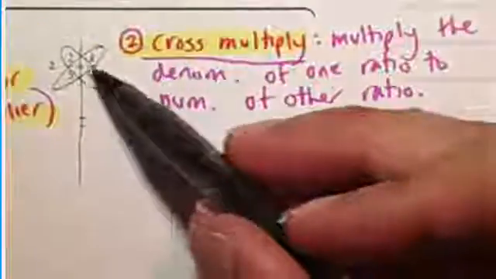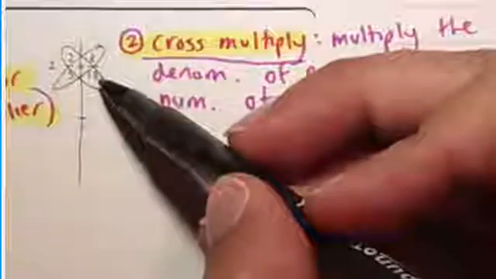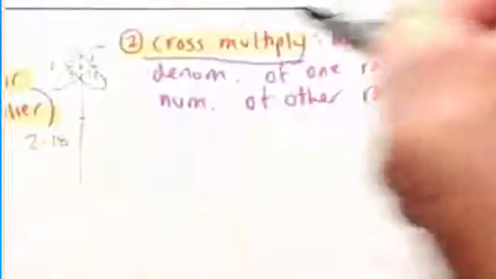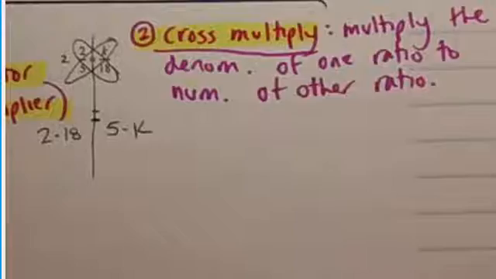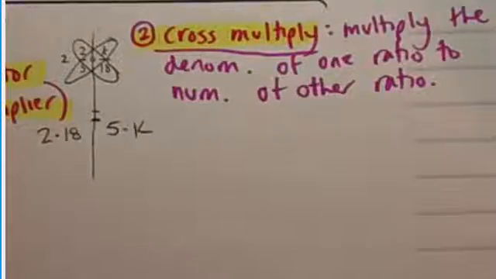So when I rewrite this, since I cross multiply, I multiply what's being circled. So I have 2 times 18 on one side and 5 times k on the other. It doesn't matter what side is which, and it doesn't matter what order. I could do 18 times 2 or k times 5. When I multiply these together, 2 times 18 is 36, and 5 times k is 5k.